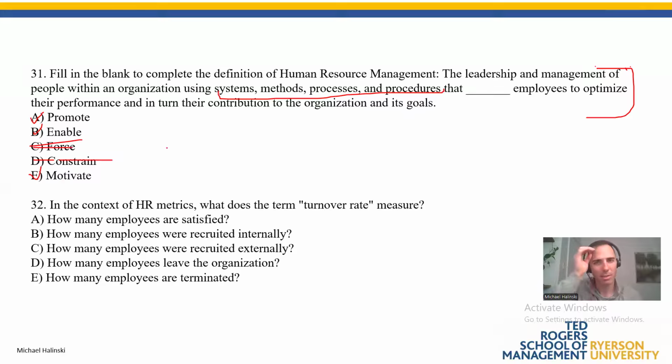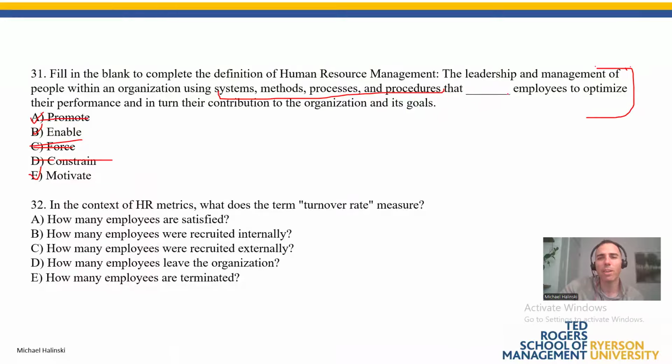Now let's think about this a little bit more. Let's do a second run through of this to see what makes the most sense. The leadership and management of people within an organization using systems, methods, processes, and procedures that promote employees to optimize. That kind of sounds weird. Promote employees makes it sound like you're trying to give somebody a new job, you're promoting them. So I'd probably remove that one. That enable employees, enable is kind of like saying that it allows employees to optimize. So I think that kind of makes sense.